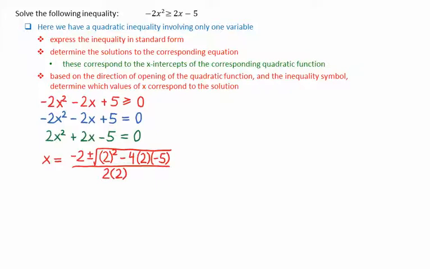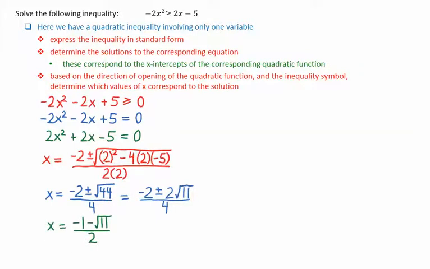Substituting numbers into the formula and then simplifying what's inside the square root, the discriminant is 44. Note that the square root of 44 can be simplified. It can become root 4 times root 11, or 2 root 11, giving us -2 plus or minus 2 root 11 over 4. We can then cancel out a 2 on the numerator and denominator, giving x equals -1 minus root 11 over 2.